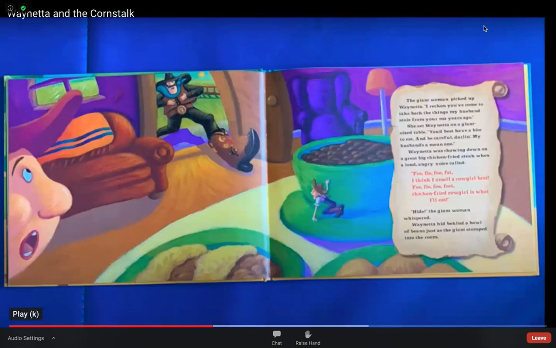Didn't the giantess say the same thing? She's like, you better be careful. My husband, he'll munch and crunch you. So this one is the same thing. There's a giant too. You got it, Whitney. Good.